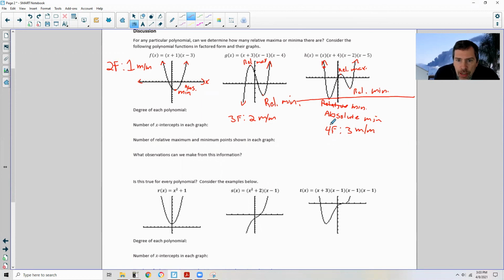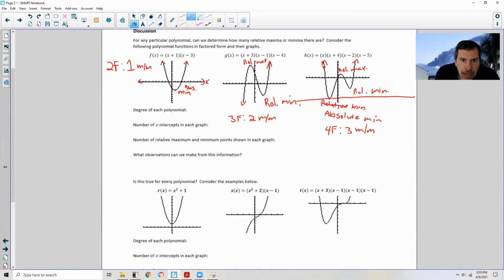So as you can see, there's a pattern here. Whatever the degree, the number of minimums or maximums is one less than the degree. So the degree of each polynomial, I already did it. This was a degree of 2. This is a degree of 3. This one's a degree of 4.